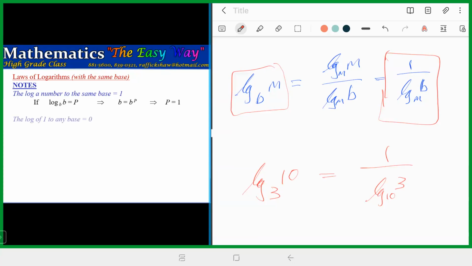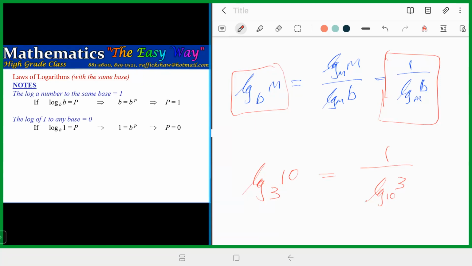The log of a number to the same base is equal to 1. The log of 1 is 0, guys. Log of 1 to any base is 0. It's another thing you must know. Why is that?